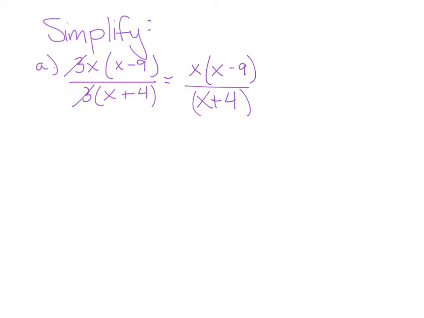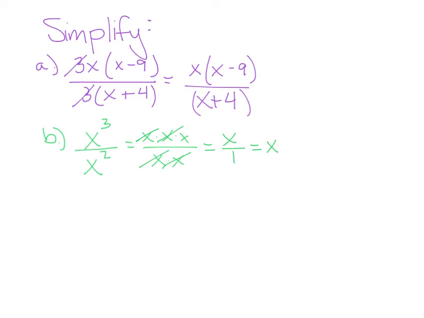Okay, next one. x to the third over x to the second. Well, this brings us back to our exponents problems. I mean, we could write this out. This is x times x times x over x times x. So we can cancel out those common factors of x and x. Cross, cross, and we are just left with x over 1, or just x. Okay, so that's the simplified version.